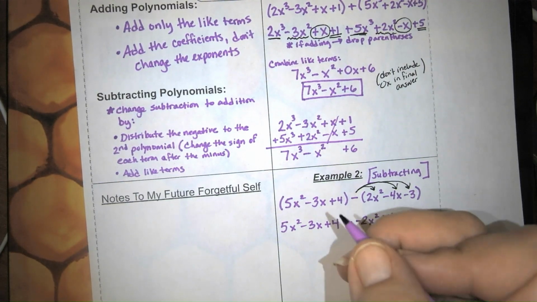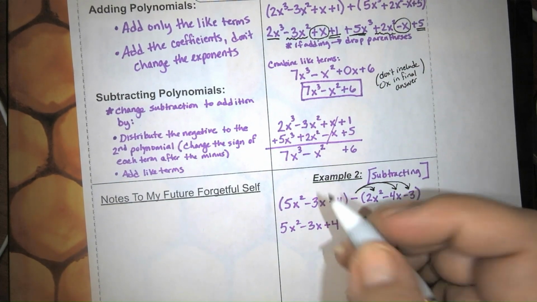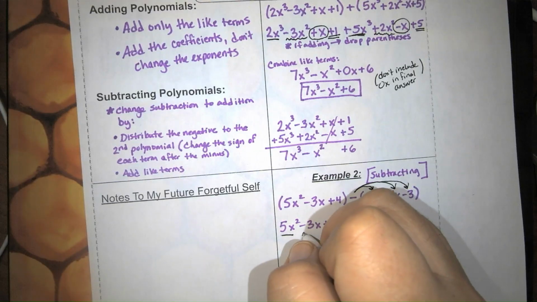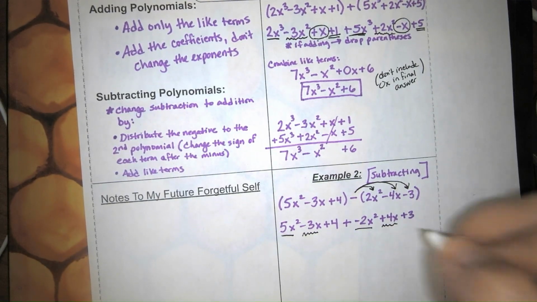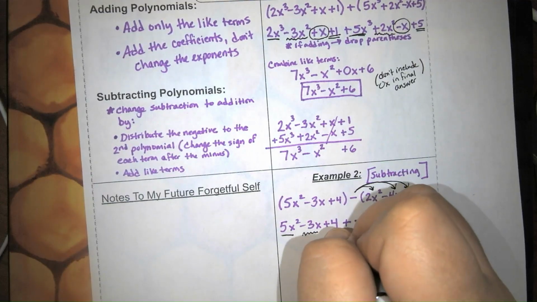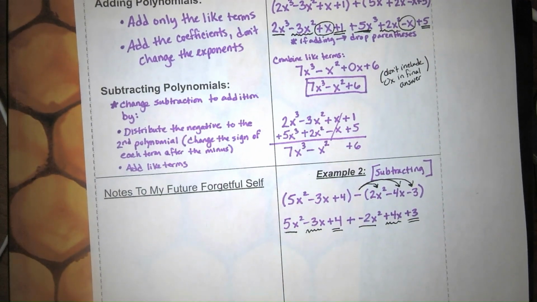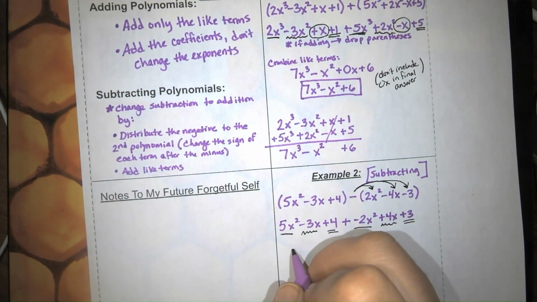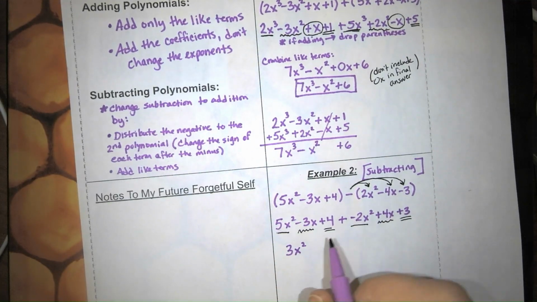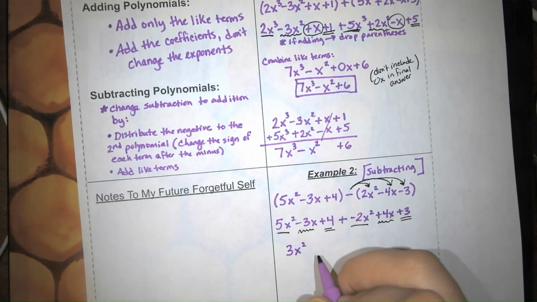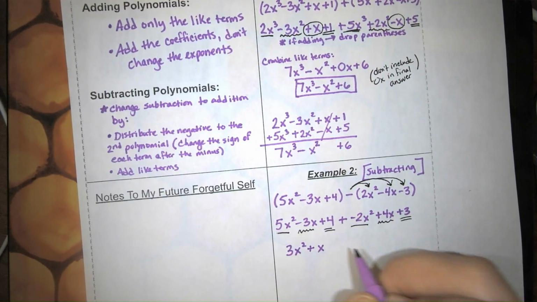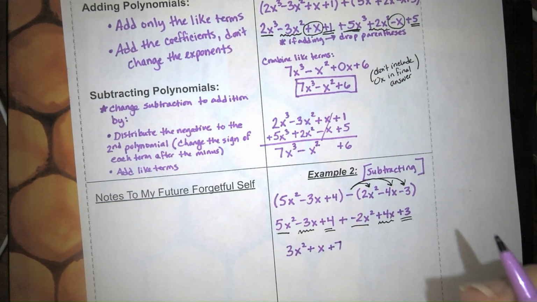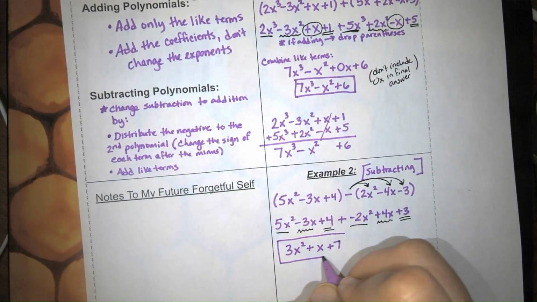So if I combine my like terms, I have this x squared and this x squared term that will go together. I have negative 3x and positive 4x that will go together. And I have plus 4 and plus 3 that will go together. So if I do that, 5x squared plus negative 2x squared is going to be 3x squared. Negative 3x plus 4x is going to be positive 1x, or just plus x. And then plus 4 and plus 3 is going to be plus 7. So my final answer for this one will be 3x squared plus x plus 7.